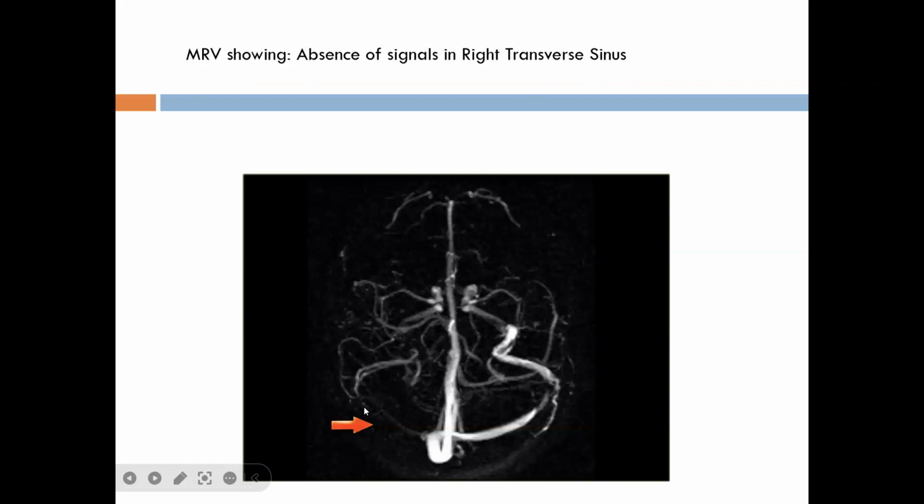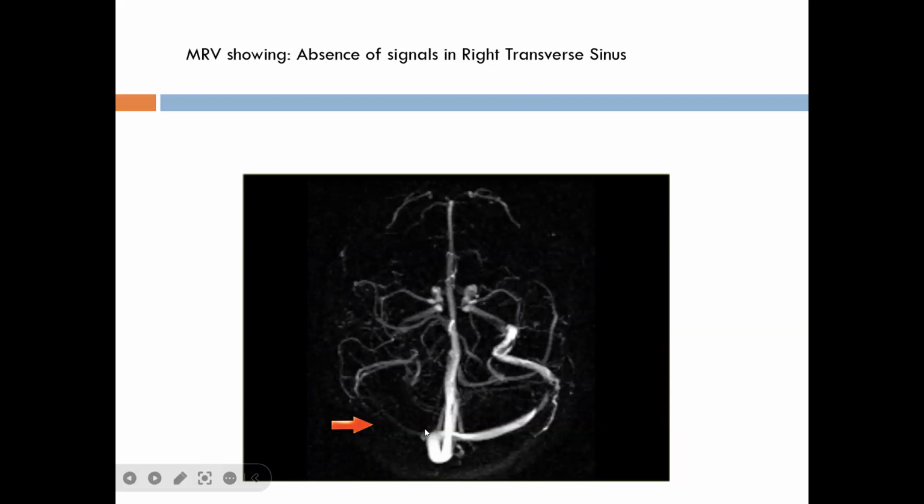Again, you are seeing here the complete non-visualization of the right transverse sinuses. Okay. So here you are seeing whenever stenosis is there, there will be gradual tapering of the venous system. Here sudden cutoff of the transverse sinus is there. Okay. This will help you to differentiate between transverse venous sinus stenosis versus thrombosis.